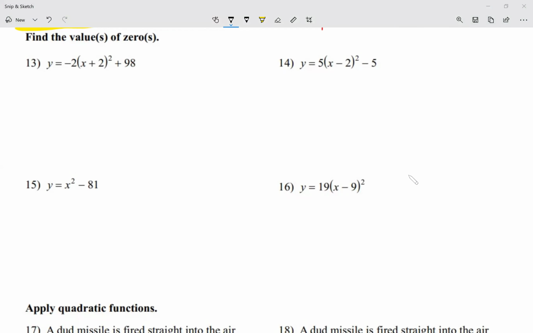Now for today, I'm going to be working on questions 13 through 16. The instruction says find the value or values, okay? So that means that some of my questions might have one or two answers. So find the value or values of the zero or zeros. I call it zero when there's only one answer, or the zeros when there's two answers. So basically, we're going to find the value or values of the zeros.